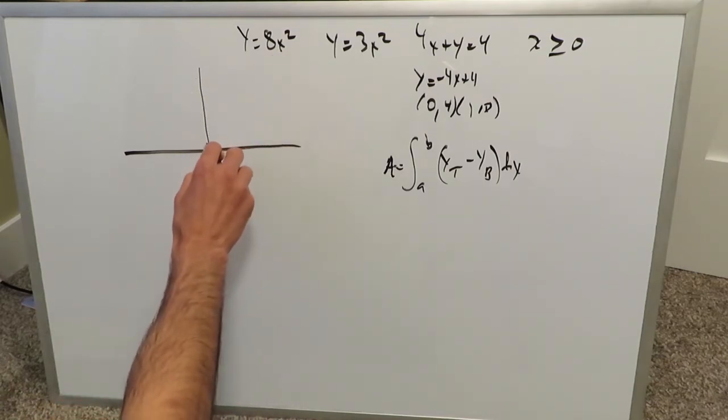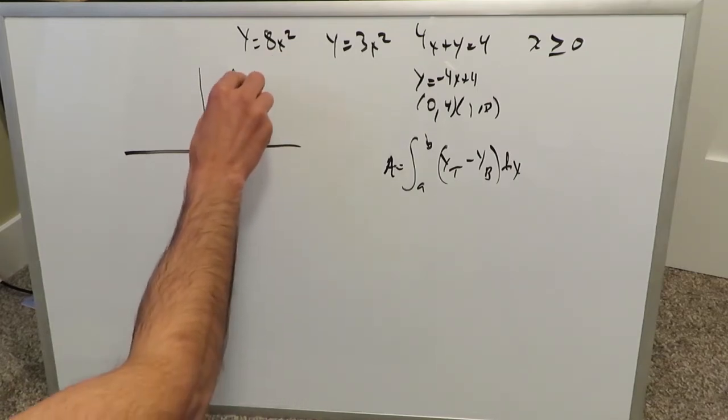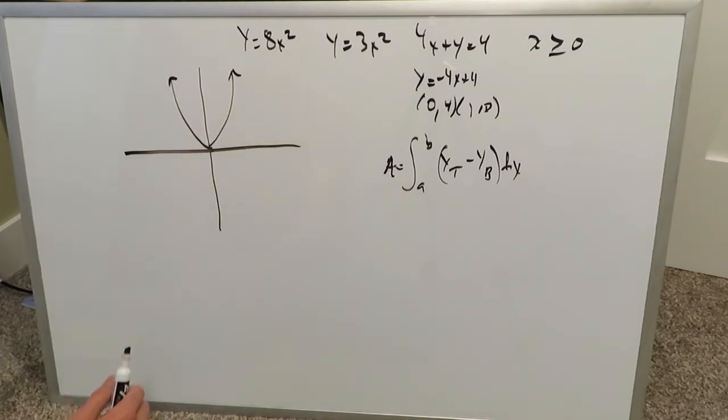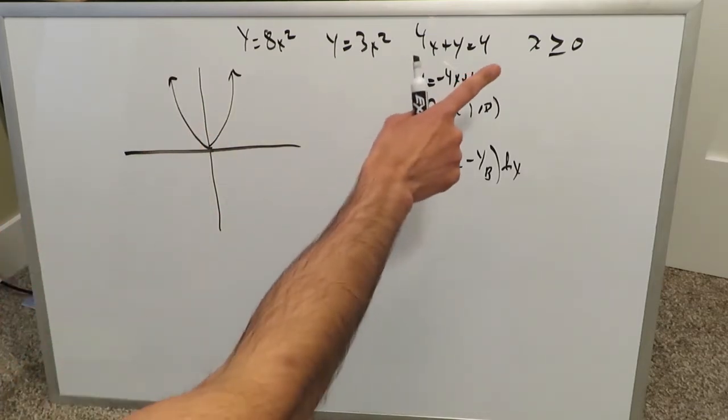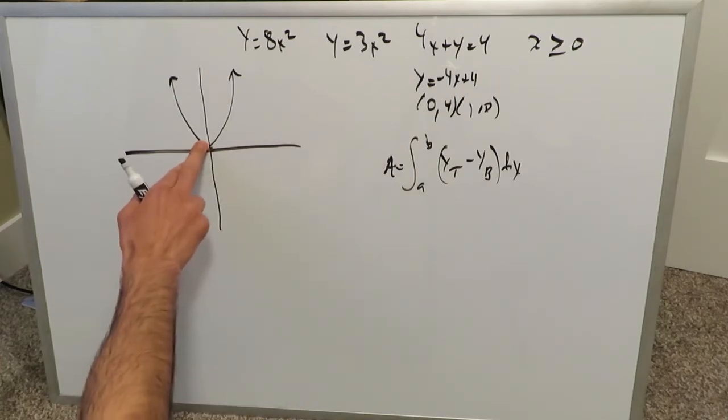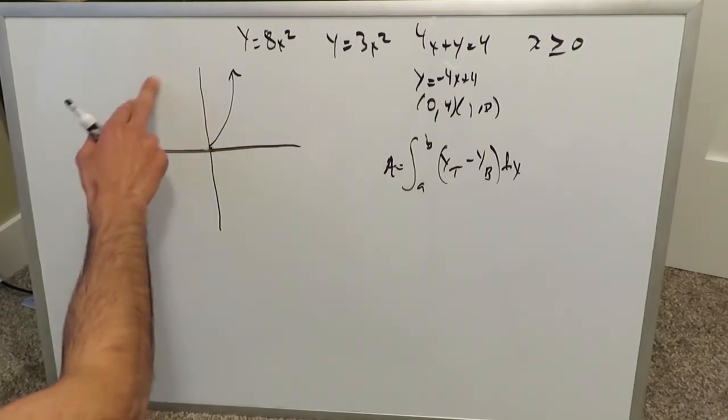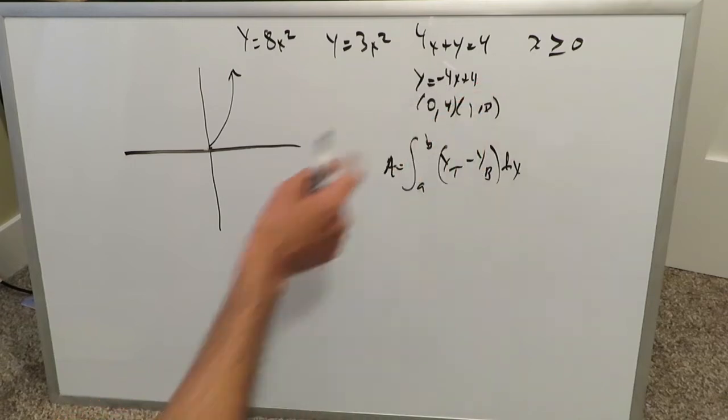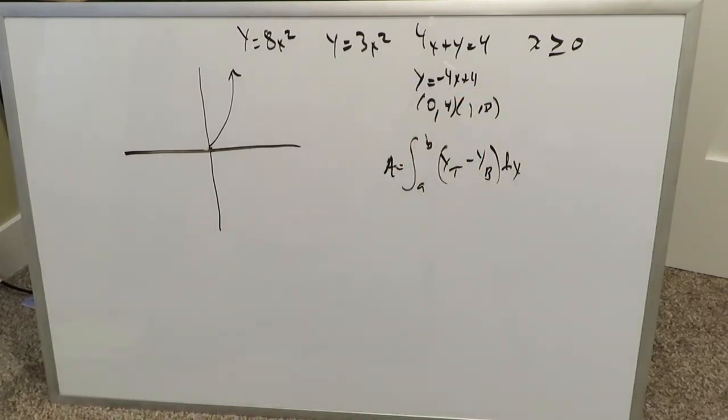8x squared. I'm going to do exaggerated curves over here. I'll draw that as this. It should be more steep than that, but it'll originate here at the origin. And the fact that we're looking at x greater than or equal to 0, we can eliminate these parts of the parabolic curves, because we're only looking at positive values.